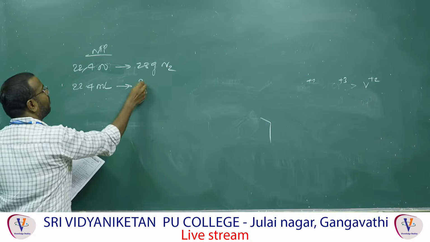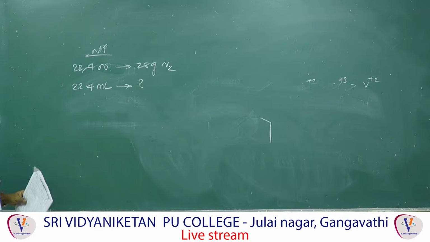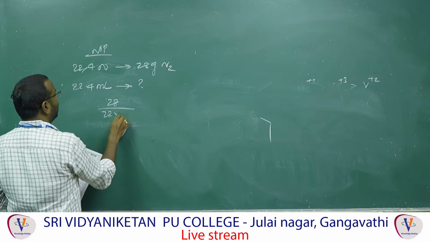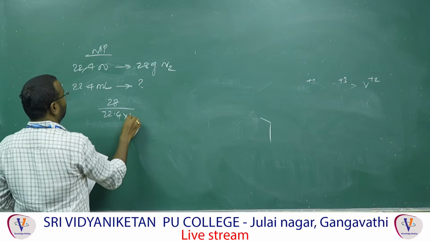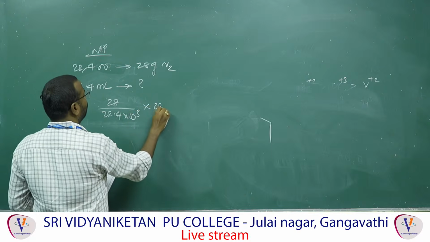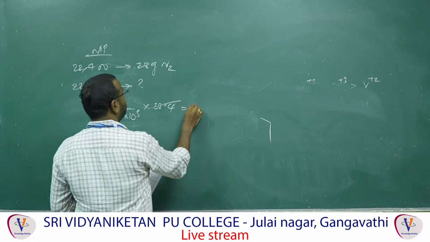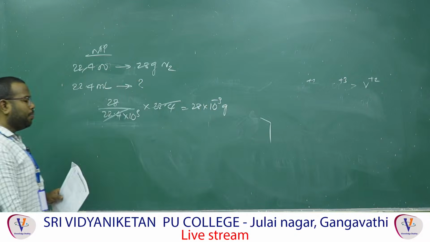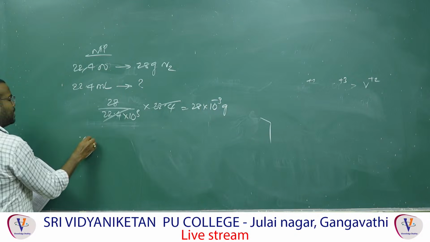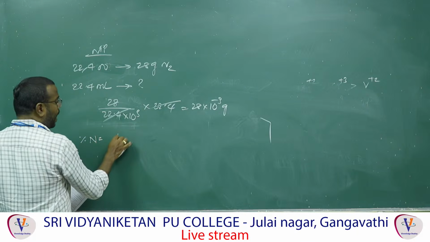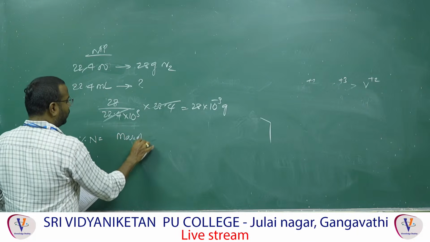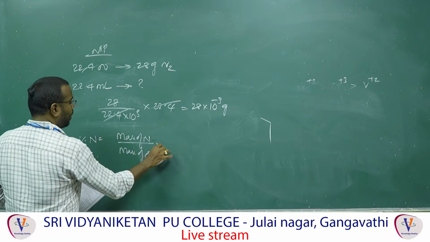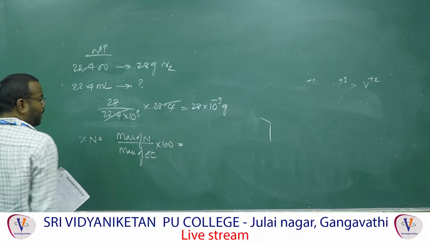Then 22.4 milliliter means how much of nitrogen? That is 28 divided by 22.4 into 10 power 3 into 22.4, which means 28 into 10 power minus 3 gram. In order to calculate the percentage of nitrogen, mass of nitrogen divided by mass of organic compound into 100 is what we have.